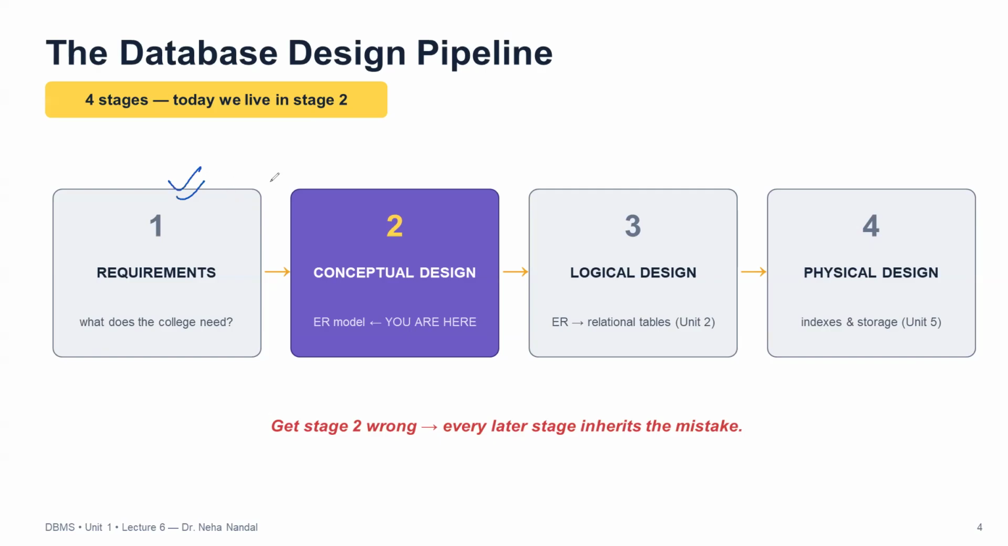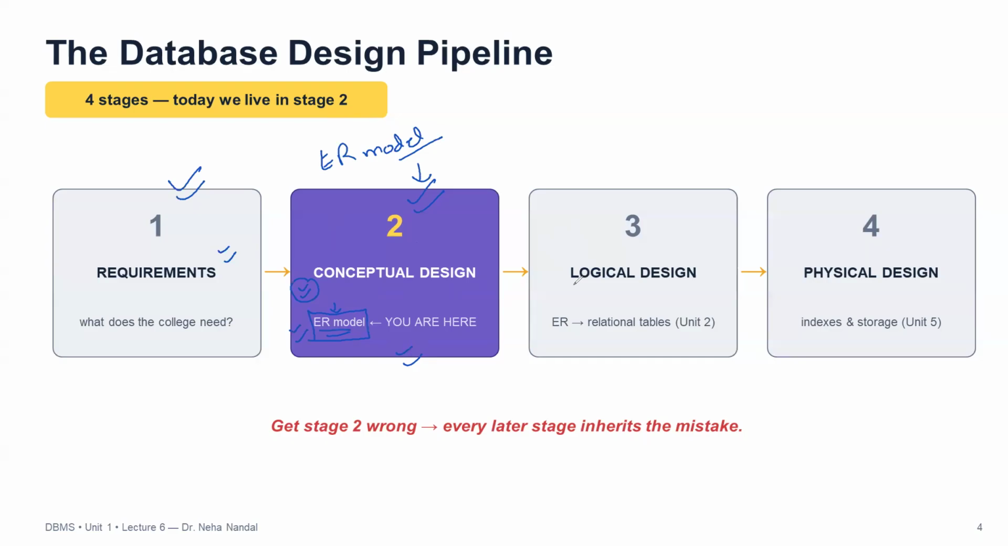Stage two is our conceptual design, which happens using the ER model. So basically, after knowing the requirements, we have to design it on paper first. Here only we will do our ER modeling, and the conceptual design phase only will have this ER model. So the ER model is also called the conceptual model. So the ER model comes in this phase, and we are here right now.